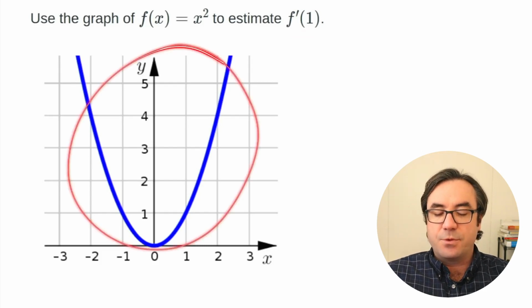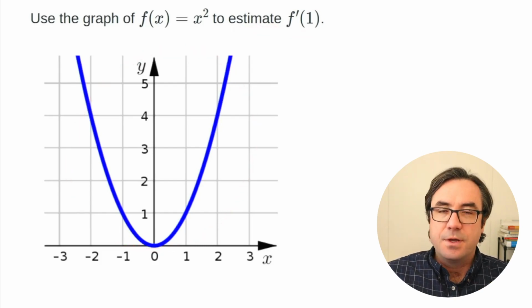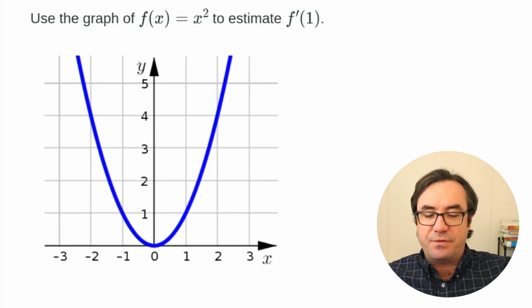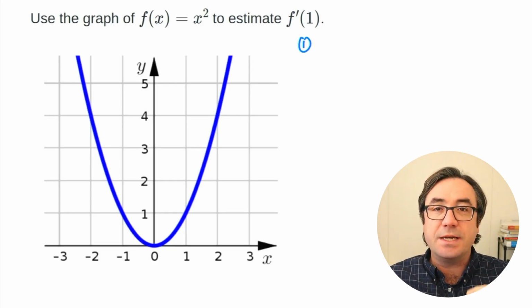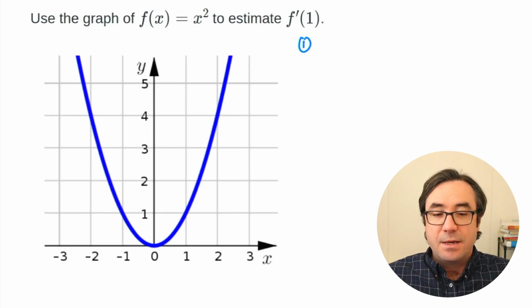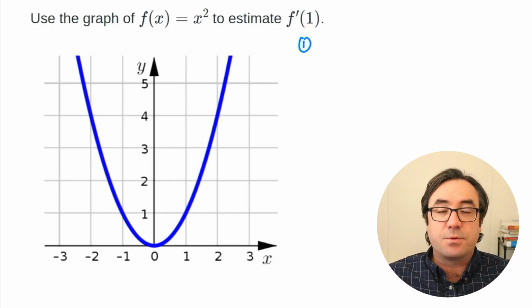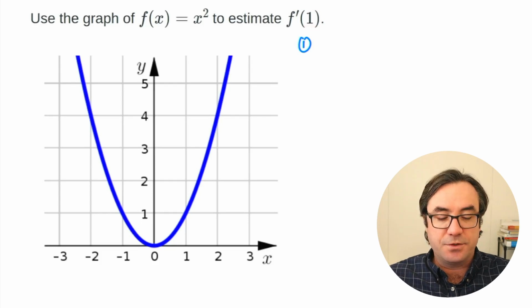Well, anytime we're doing something with a graph, it's an estimate. So this is just going to be an estimate for our derivative, but let's see how to do it. So the first step is to identify the point that we're interested in. So in this case, we're interested in what's happening at x equals 1. So first step, identify the point.